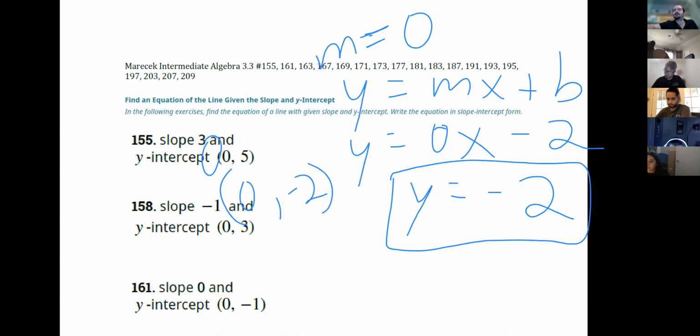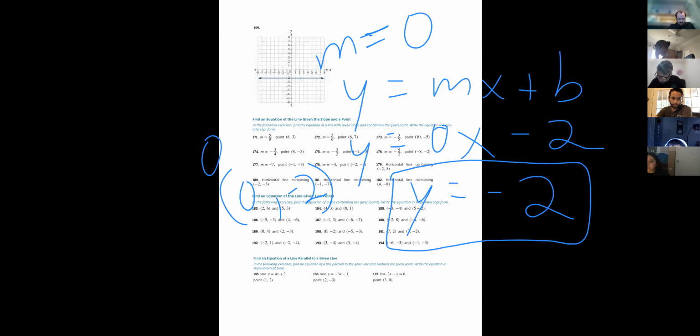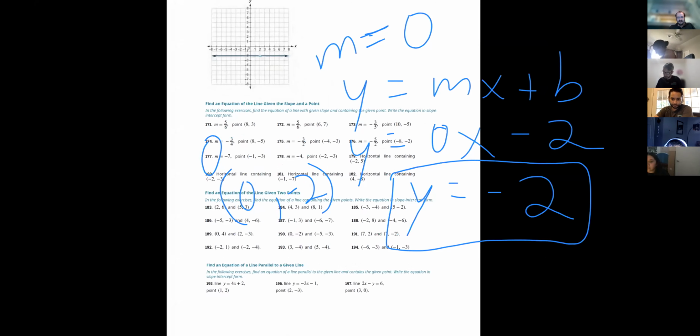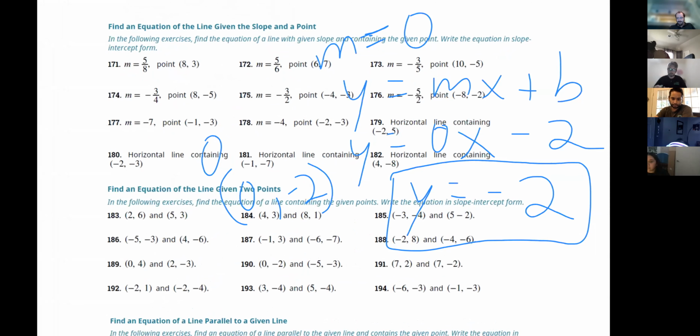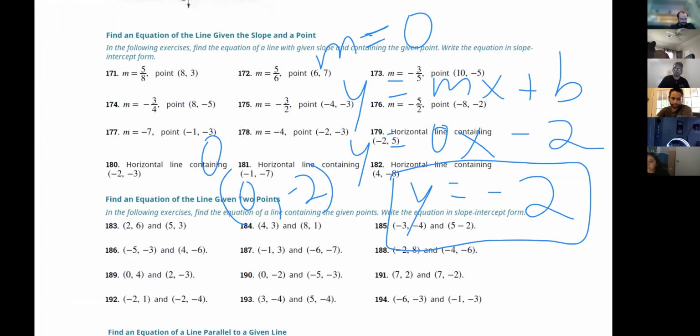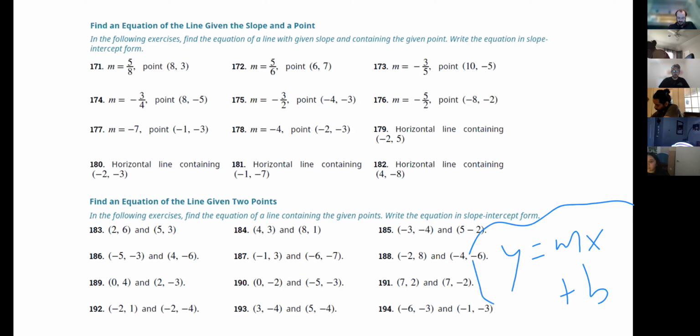For 171, do we use a formula? What does it say? In the following exercises, find the equation of line given a slope containing the given point. Write equation in slope intercept form. So you should end up in the slope intercept form. And I talked about the 2 different forms earlier, y equals mx plus b. So this is the end goal.